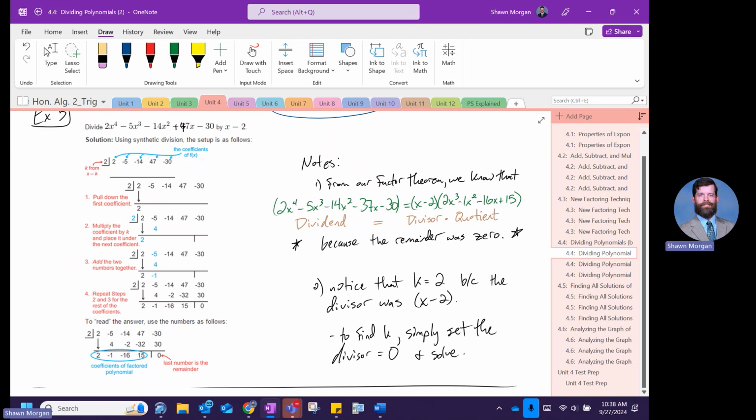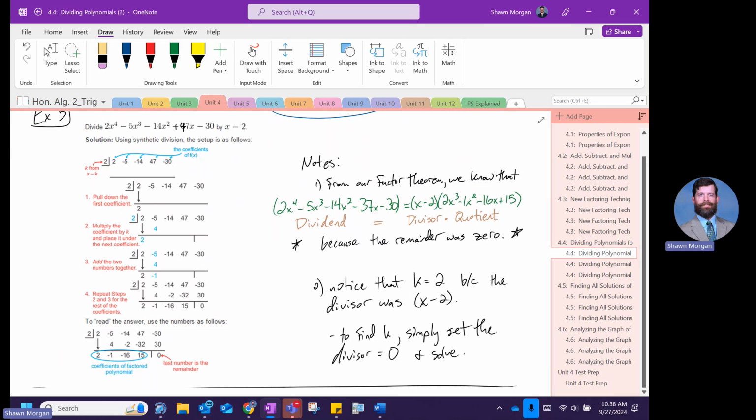When you're multiplying, do you flip the signs? No, that's another nice thing about it. How do you find the root of the divisor? Set it equal to 0. You know how your divisor is x minus 2? x minus 2 equals 0. Add 2 to both sides, you get x equals plus 2.